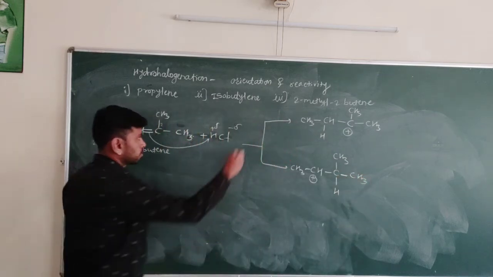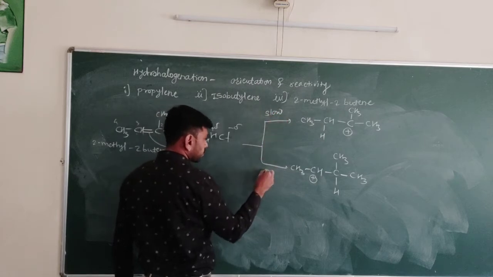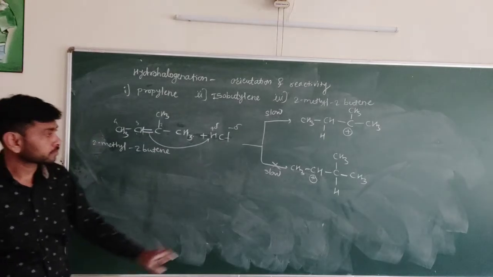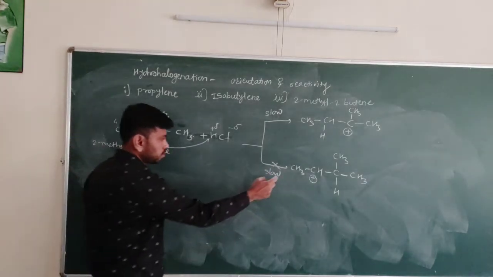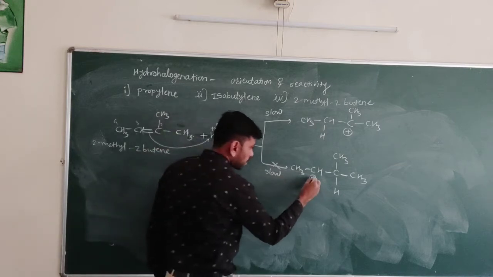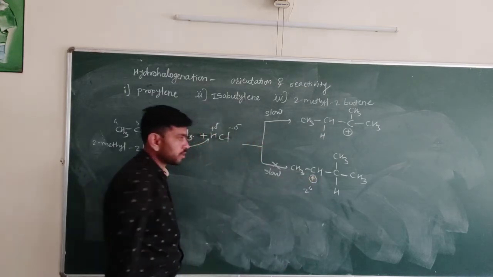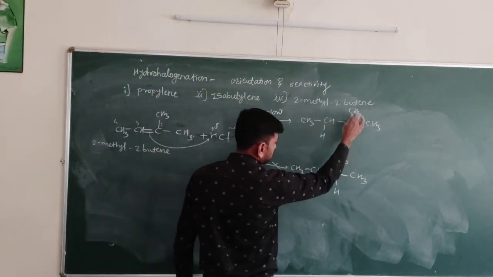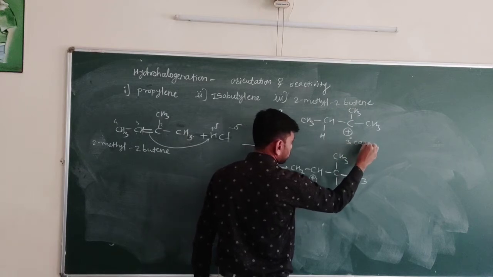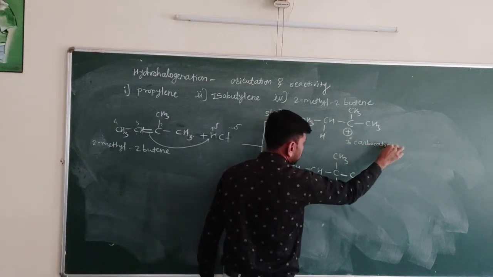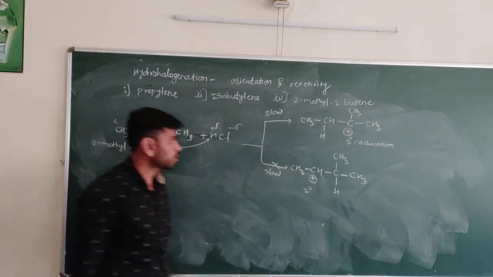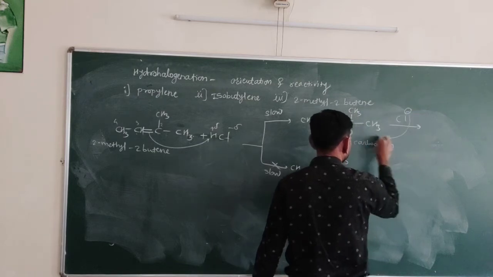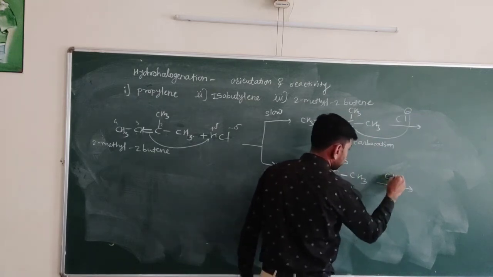This is the slow step, but the possibility of formation of this one is very low. This carbocation is a secondary carbocation, because it attaches to two more carbons. This is a tertiary carbocation, because this carbocation attaches to three more carbons. And the next step, as we know, is that the base attacks the carbocation.